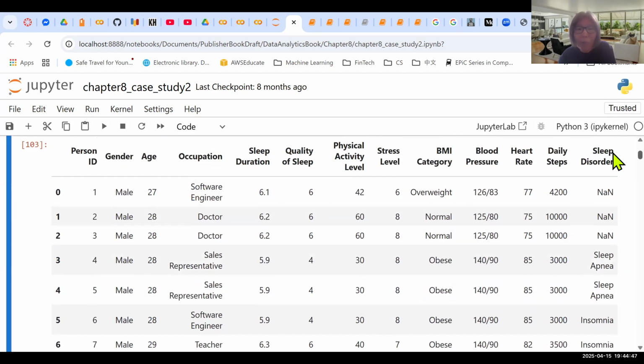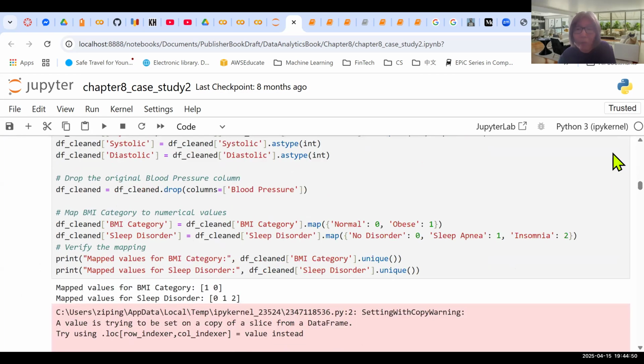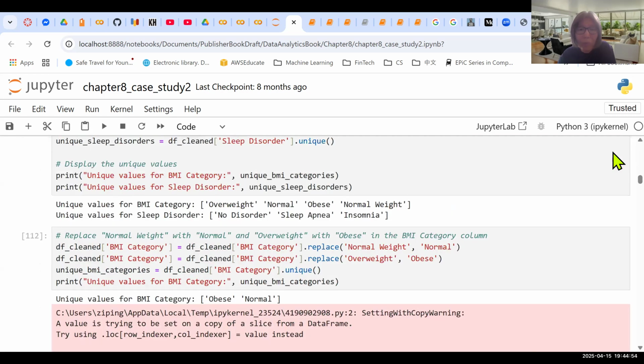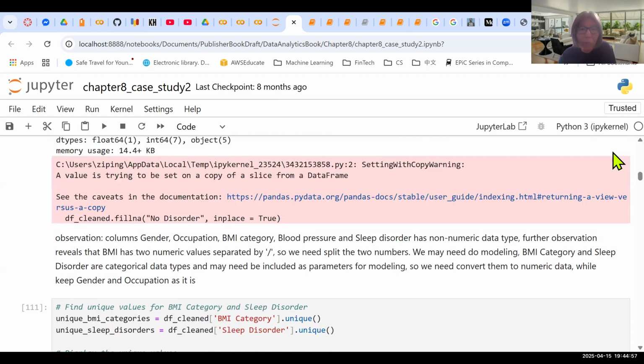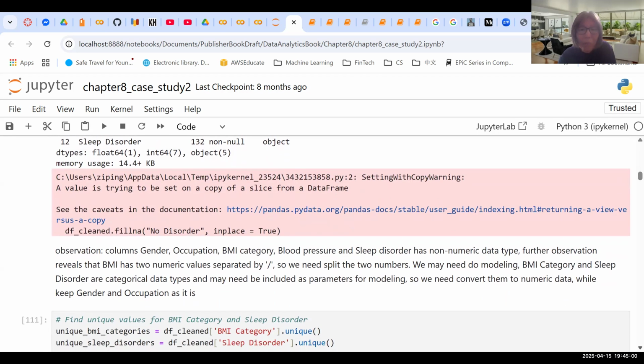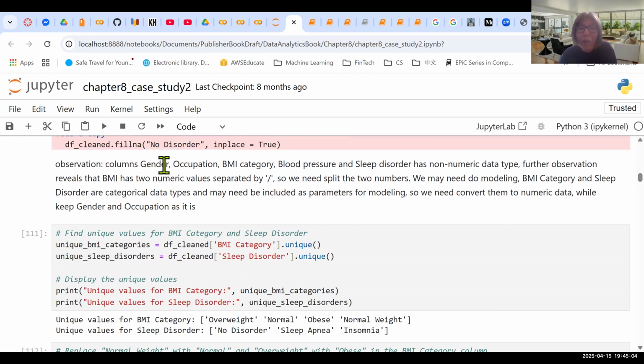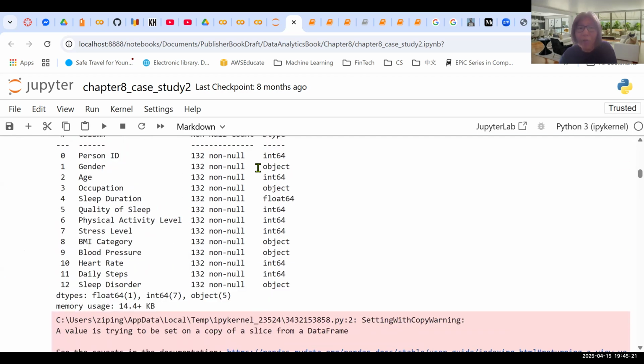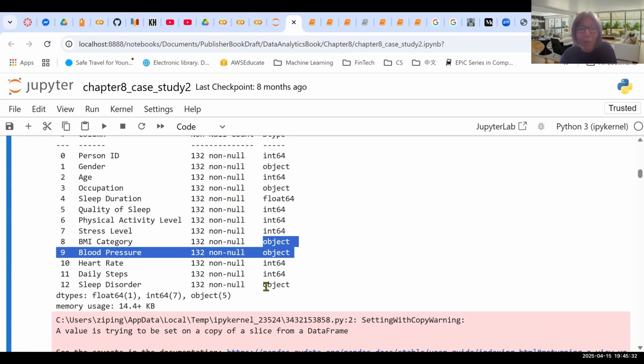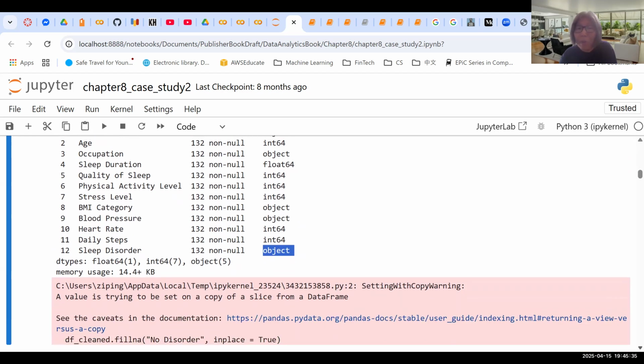There are some other columns, like over here, the gender and occupation we already see. BMI category, blood pressure we are also going to see, and the sleep disorder. They are all non-numeric data types. If we take a look at these columns, gender, occupation, BMI category, blood pressure and sleep disorder, they are not numeric data types.